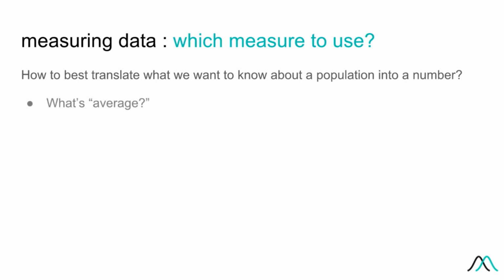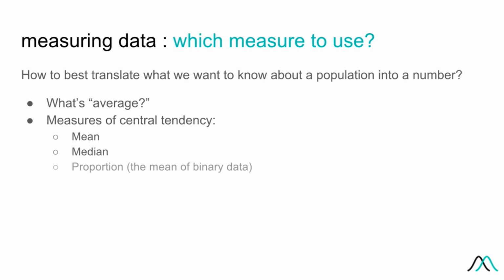But there are other averages, meaning measures of central tendency. We mentioned the mean. There's also the median, where if you order all the values by magnitude, you just choose the center. There's, of course, proportion, which is actually just the mean of binary data, a data set that's all ones and zeros. And there are others: the mode, or the most repeated number, and the geometric mean, which involves the root of the product of all the values.